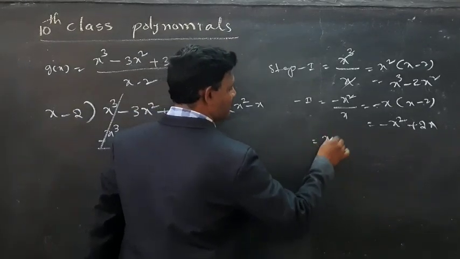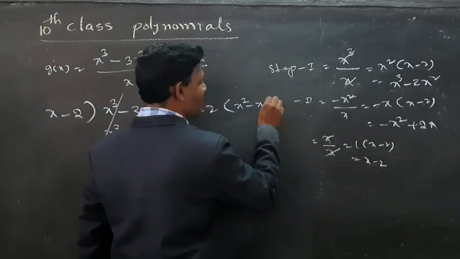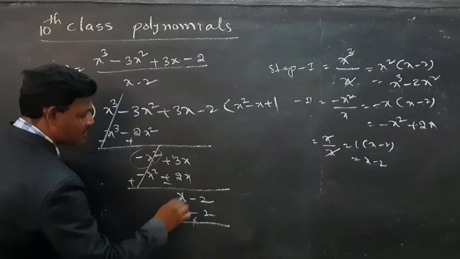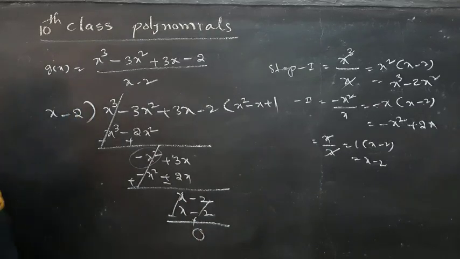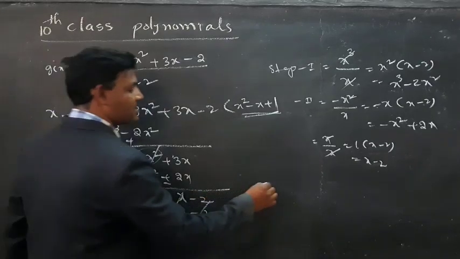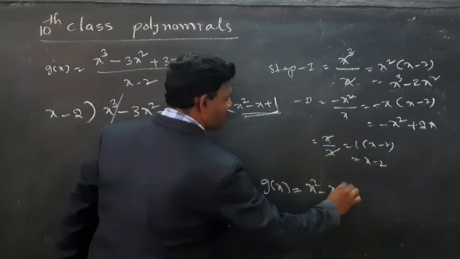x by x is equal to 1. 1 into x minus 2 is equal to x minus 2. Minus plus. So remainder 0. So this is the value of g of x. Finally we can write g of x is equal to x square minus x plus 1.